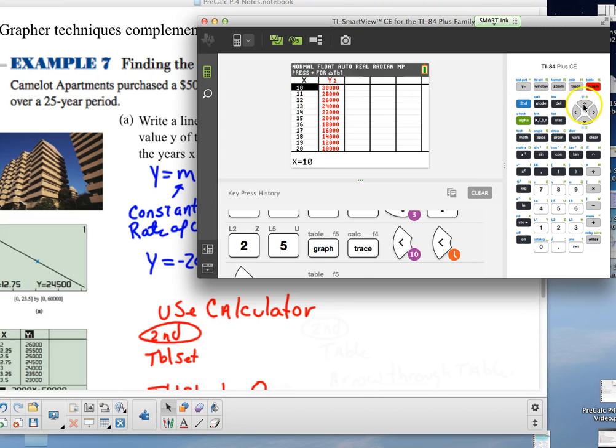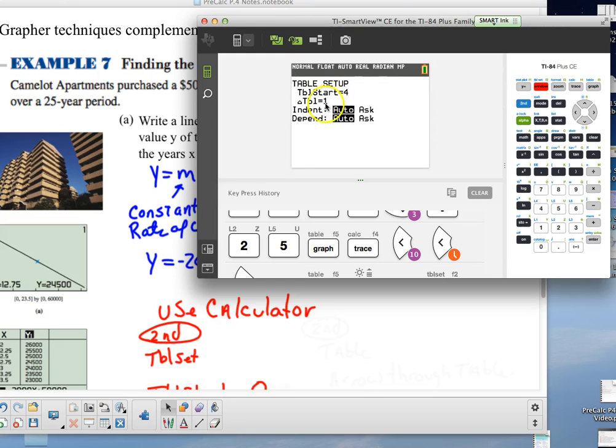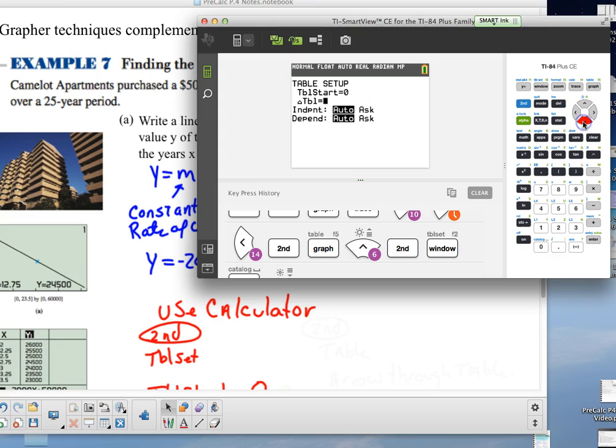And I want my table to go in 3/4. So I can go in for my delta, and my table set is right here. So second table set, and my table started at 0. Well, at 4, I want to start it at 0, but I don't want to go up by ones. I want to go up by 0.25, okay, because I kind of know what it is, but I'm going to look at it what it is graphically.